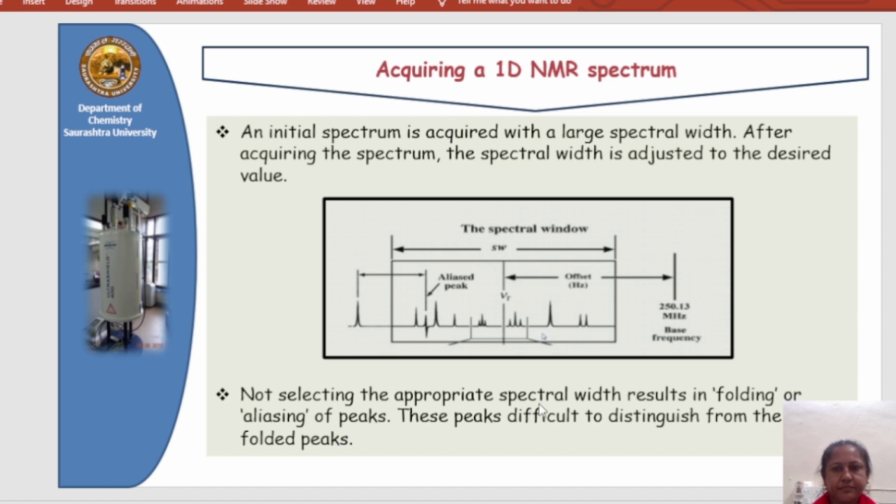Not selecting the appropriate spectral width results in folding or aliasing of a peak. So this peak is difficult to distinguish from the unfolded peak. That's why correction in the spectral width, or we can say adjusting the spectral width, is also necessary for these things.